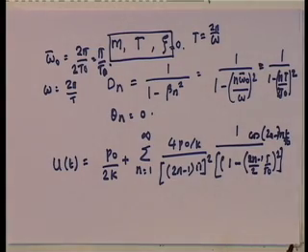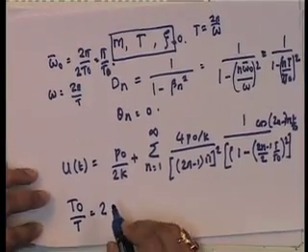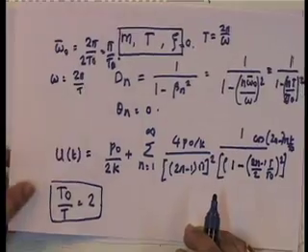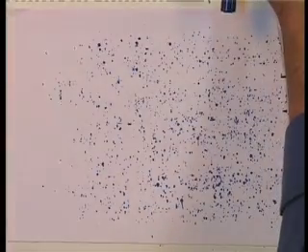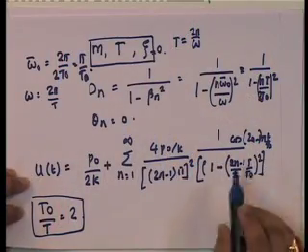Now, let's look at some issues. I'm going to take the situation where t naught upon T is equal to 2. Let's take this specific situation and try to see what kind of a solution we get for this particular equation. So, let's plug in T upon t naught equal to 2. Okay. What do we get then?